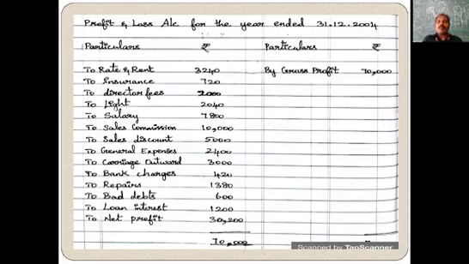So profit and loss account for the year ended 31/12/2004, they have given some information. On the debit side, they have given rent and rates, insurance, direct fees, light, salary, sales commission, sales discount, general expenses, carriage outwards, bank charges, repairs, bad debts, loan interest, net profit. On the opposite side, gross profit 70,000. Both sides given 70,000. So we should allocate the mentioned expenses on their apportion basis. We should work out the problem, right?